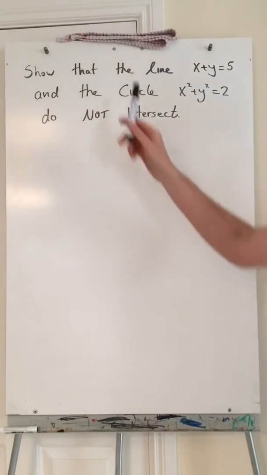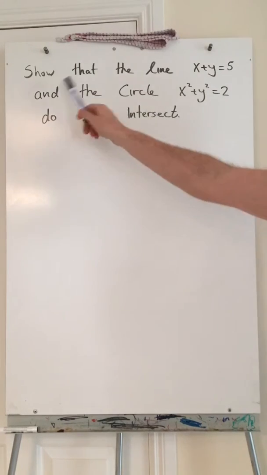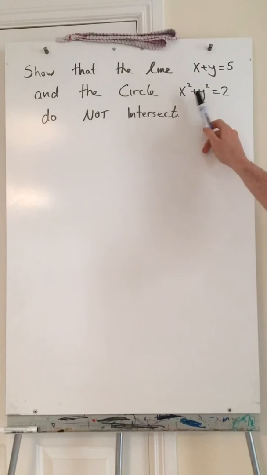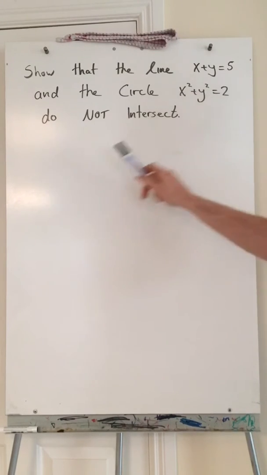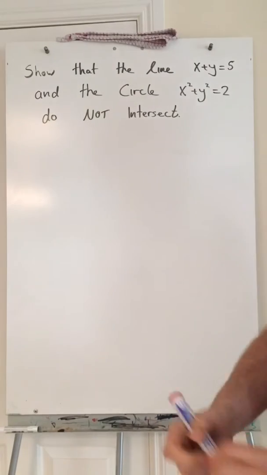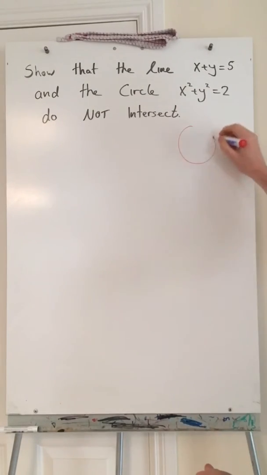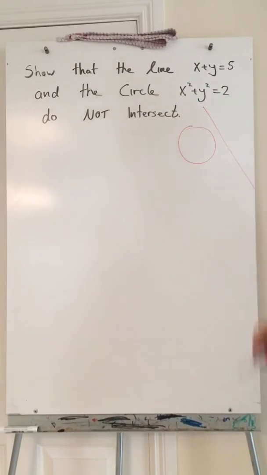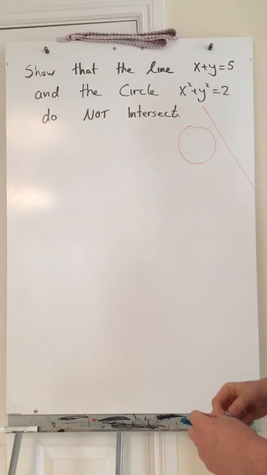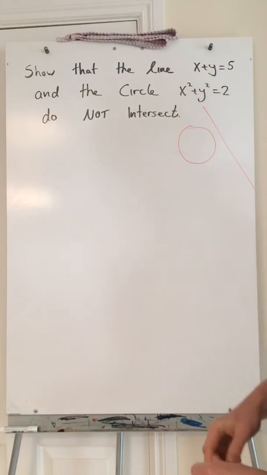Question here I want you to try on your own. Show that the line x plus y is equal to 5 and the circle x squared plus y squared is equal to 2 do not intersect. So what we're trying to show is that they maybe look something like this here. There's the circle and there's the line, and we're trying to show that they do not intersect each other. Okay, so I want you to give this a good go, and I'll do it now in a second.